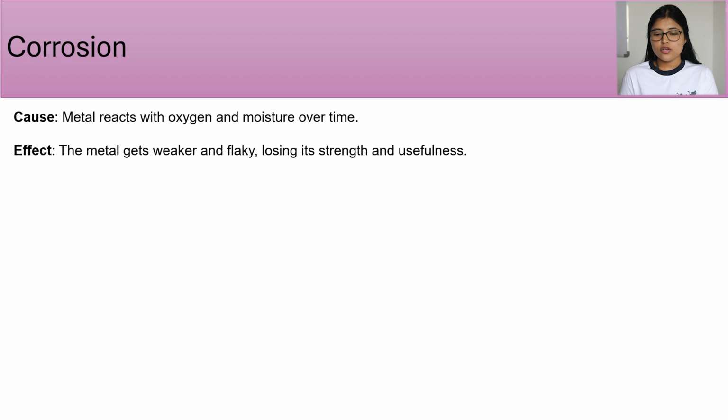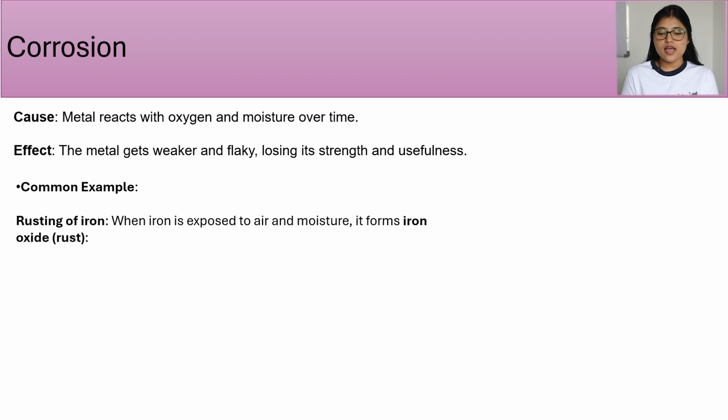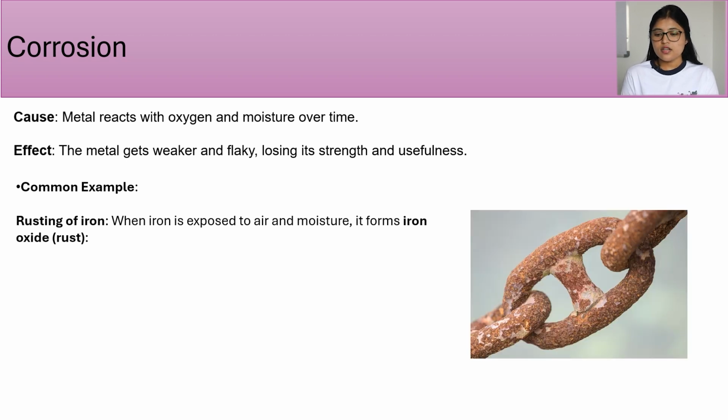What is corrosion? Corrosion happens when a metal reacts with oxygen and moisture over time. The effect of corrosion is that the metal will become weaker, flaky and lose its strength. The common example is rusting of iron. When iron is exposed to air and moisture, it is going to form iron oxide, which is a brown colored substance that we see as rust. Here in the image we can clearly see that an iron link has gathered rust on it, which is brown in color. A chemical equation for this can be written as iron plus oxygen plus water gives us iron oxide.